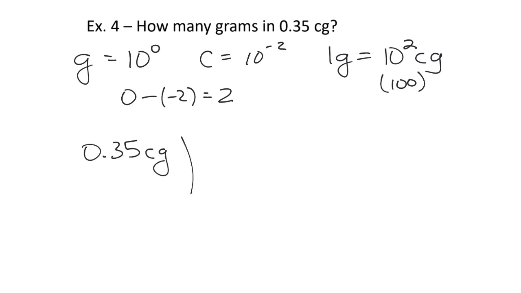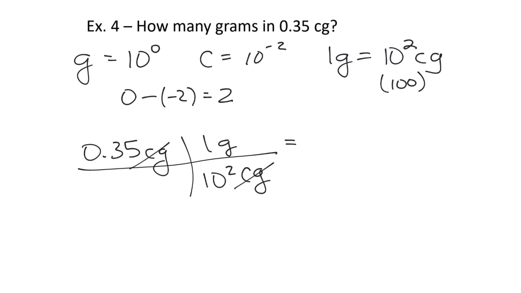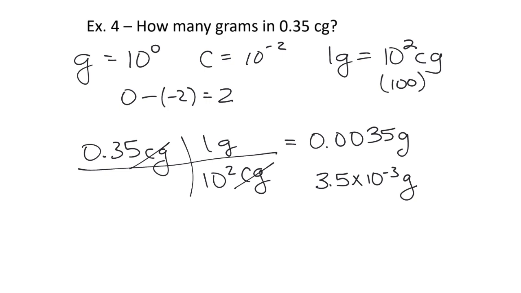So we got 0.35 centigrams. We're going to put 10 to the 2 centigrams down here, 1 gram. Centigrams cancel. And then when we do that, we get 0.035 grams. Or 3.5 times 10 to the negative 3 grams. Either one does, it doesn't matter. Sometimes it's easier. If it's a small enough number, just keep it that way, or you can put it in scientific notation. It's up to you. I don't really care. Both answers are correct.